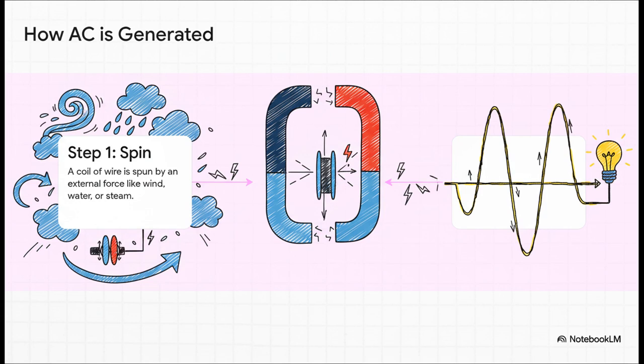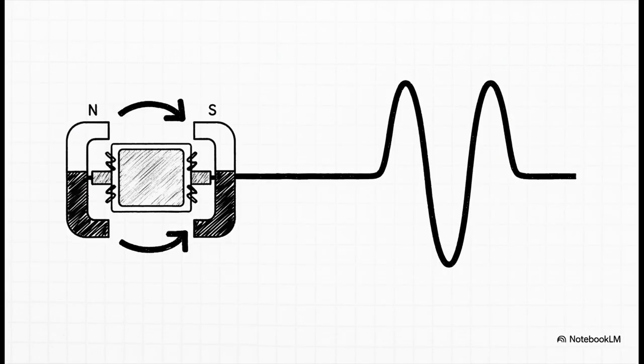This is basically the heart of every single power plant. You take some force, wind, flowing water, steam, doesn't matter, and you use it to spin a coil of wire inside a magnetic field. Because it's spinning, the magnetic field it experiences is constantly changing. And that continuous change is exactly what creates a current that flows one way and then back again.